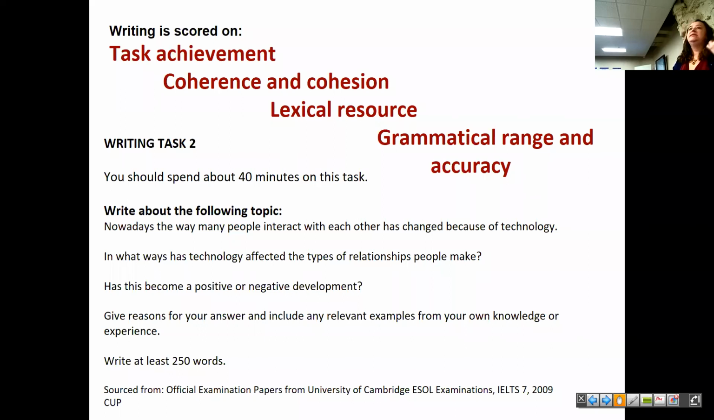And so think about a task similar to this that you would have in your course. What would be your expectations around how a student in your class should be performing when they address task achievement, coherence, cohesion, lexical resource, or grammatical range and accuracy? So what are your expectations for a student responding to a writing piece in those four areas in your course?